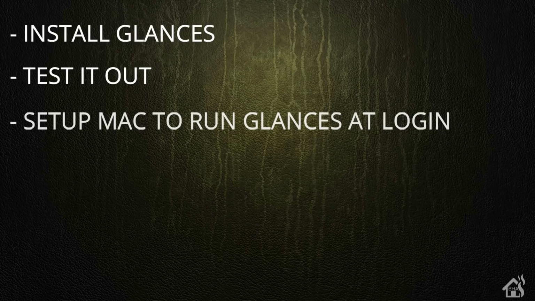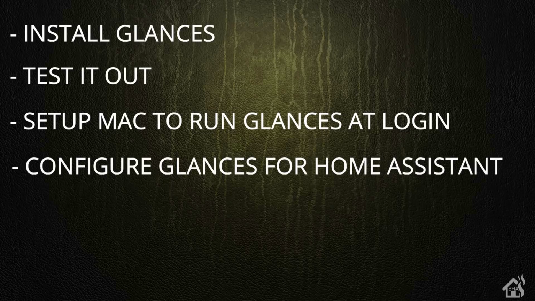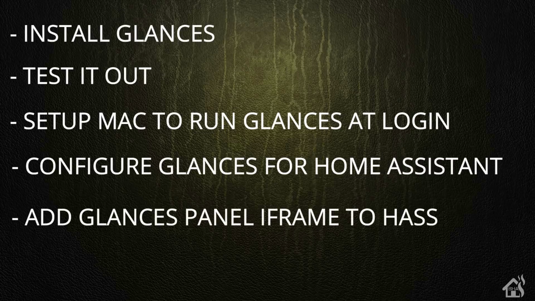Let's do a quick run through of everything we covered in this video. So, of course, we started out by installing Glances. Once we did that, we just kind of tested it out and made sure it worked okay, just as a local web server. Then we set it up to run at login so that every time we logged into our Mac, that would automatically start up. Once we did that, we configured Glances for Home Assistant using the Glances component in Home Assistant. And then, of course, lastly, we added a panel iframe to show Glances right from Home Assistant's side menu there.